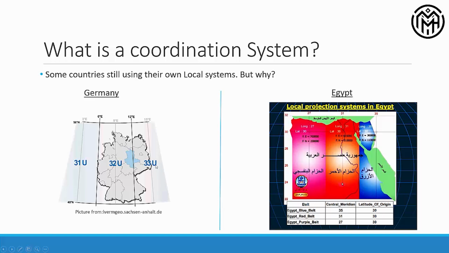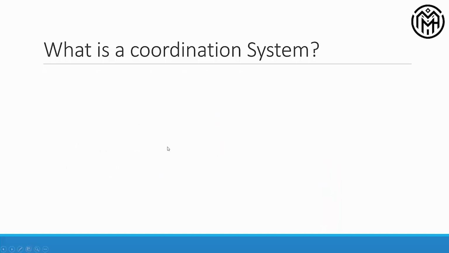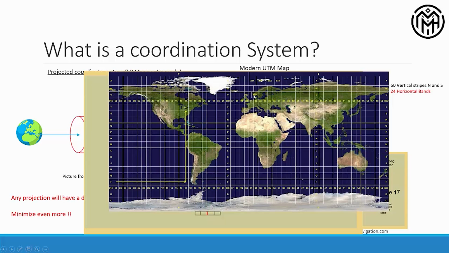So let's start with Germany. Most of the western part of Germany is in zone 32, of course, we are talking about the north, and U is the band, the horizontal bands. So let's go back a little bit. You can get this map on the internet. You can search for UTM zones, and you will get this map in bigger scales. As you can see here, this is the U band, and here we have Germany.